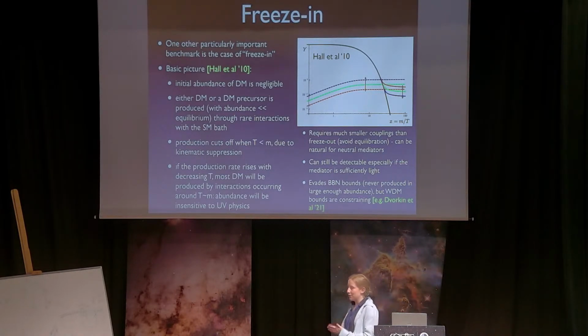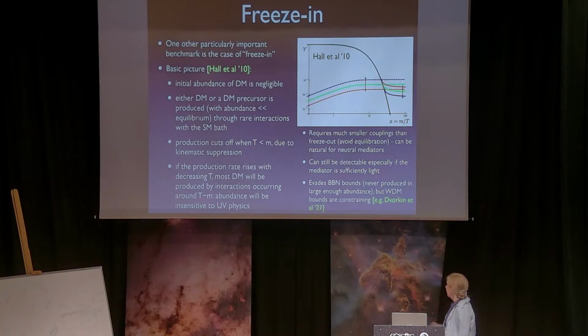And perhaps somewhat surprisingly, these freeze-in models can still be detectable, especially if the mediator is sufficiently light. Well, there are two ways in which they can be detectable. One is the kind of cosmological constraints that we talked about last time, and the other is by looking directly for the interactions. And the surprising thing is that direct detection with a light mediator is sensitive enough to actually get close to this freeze-in benchmark.